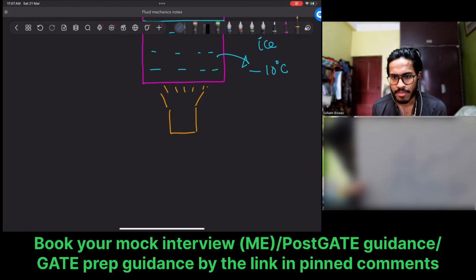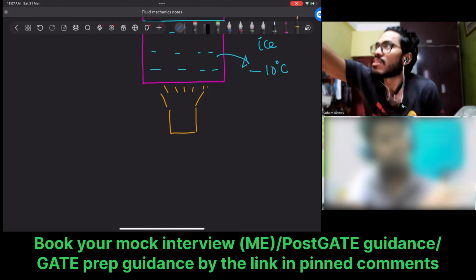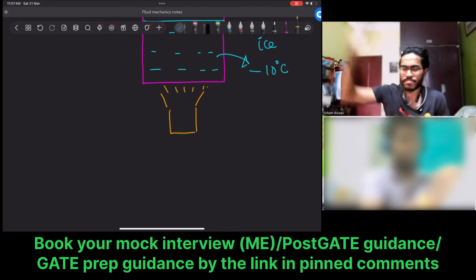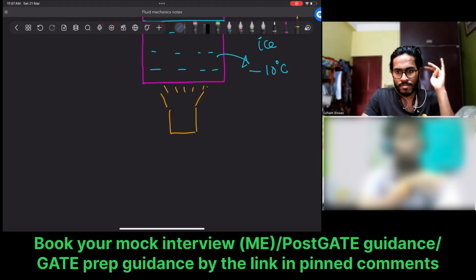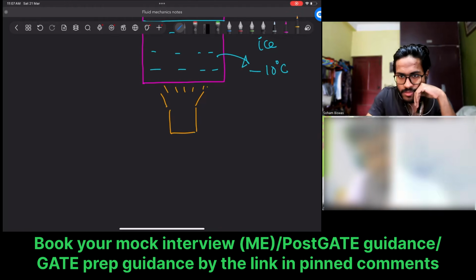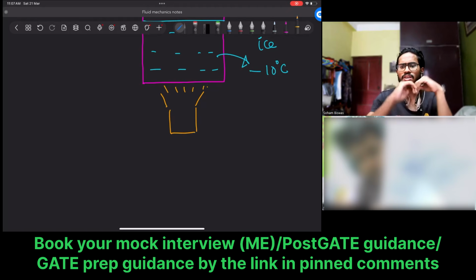So at first, at time t equal to 0, it was minus 10. So why have you started this? Show me. It is 0. And then after that, it is increasing.